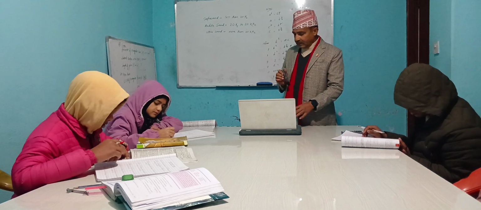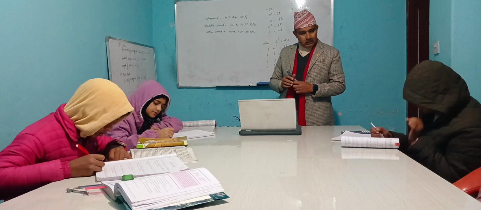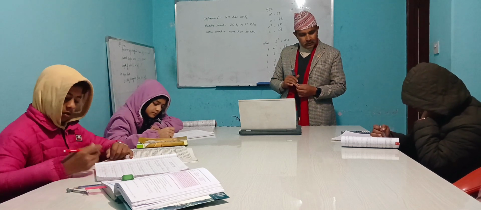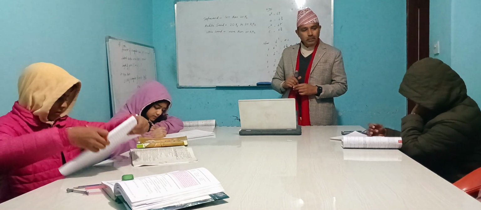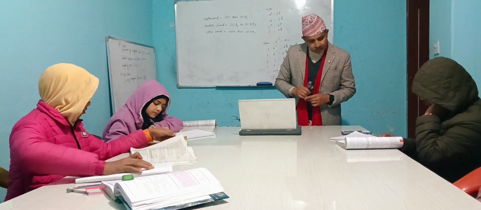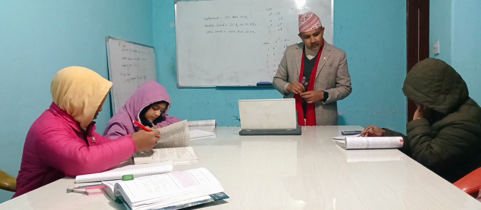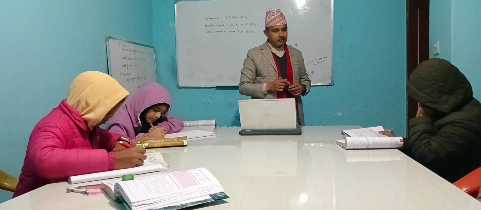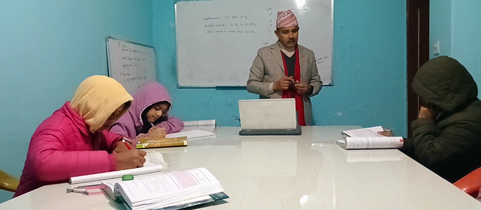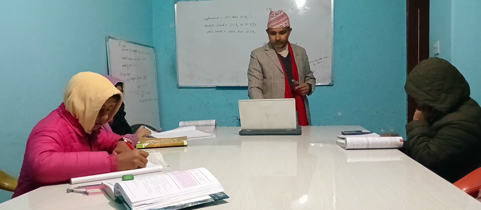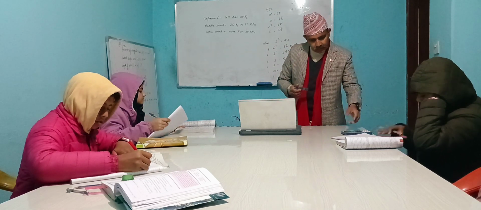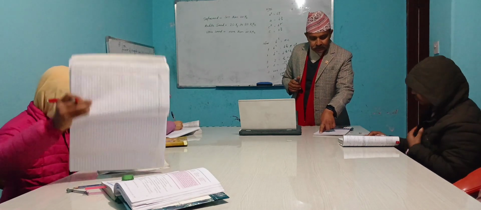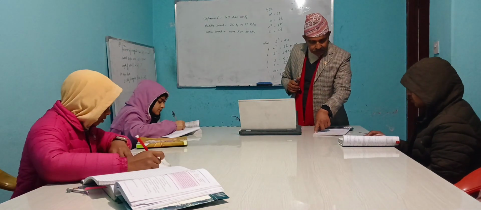Read the question. Total surface area. Okay, how many things are given? Perimeter or base given? Good. Then what is the formula of total surface area? Tell me. Area of cross section means this is the area of base. Perimeter is given, length is okay.